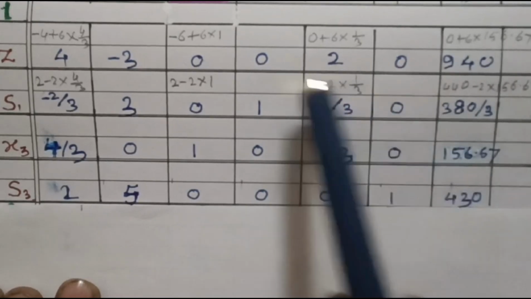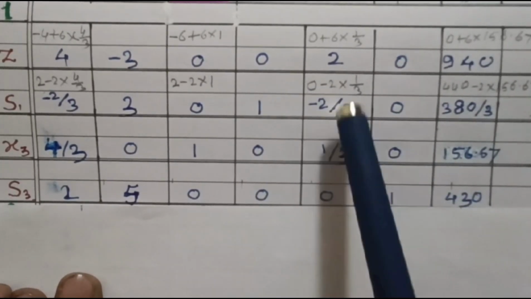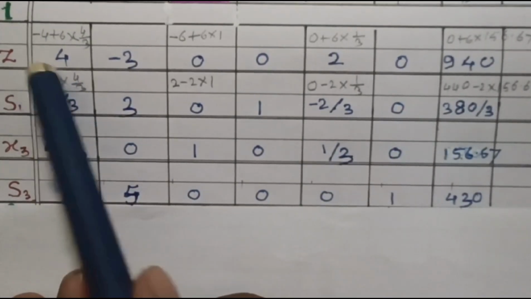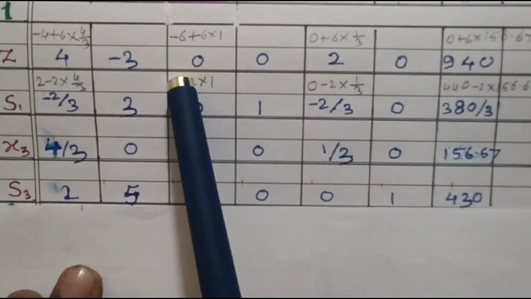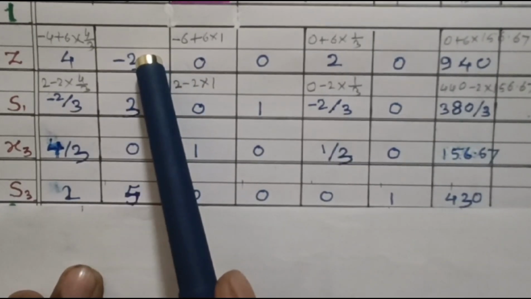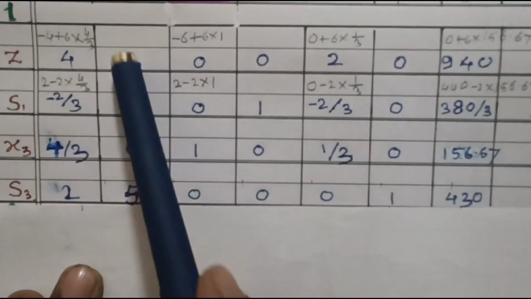Okay, the table is prepared. Now we have to find the key column and key row for this table. Concentrate on the elements lying in the Z row. From the Z row we have to find the most negative number. The most negative number is -3. This means the X2 column is the key column.